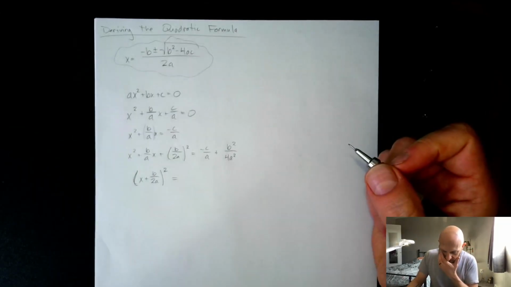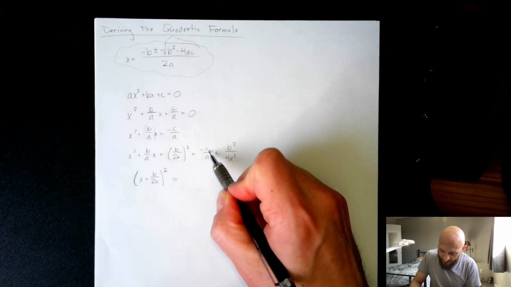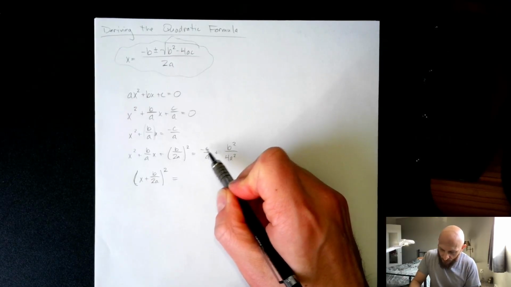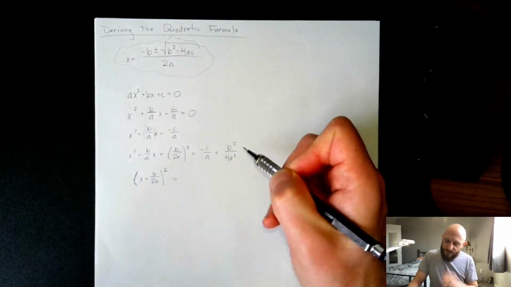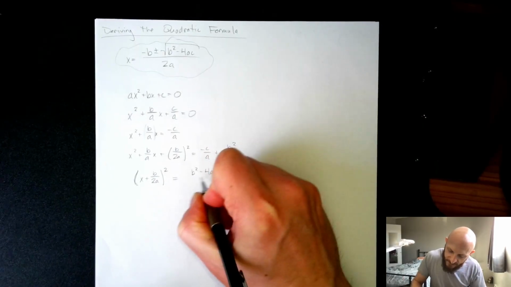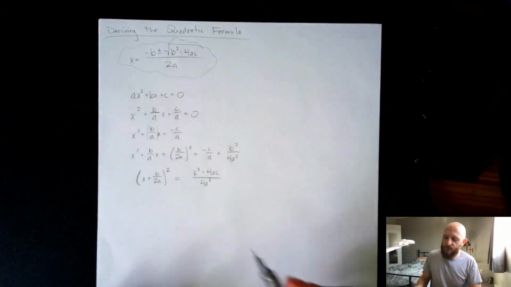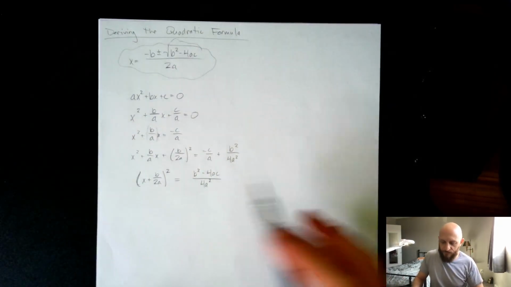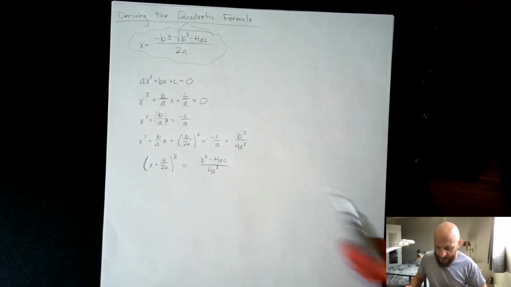And then on the right, let's see, I'll clean this up. I would need to multiply this piece by 4a on top and bottom, so the top would become negative 4ac. I'm going to write it as b squared minus 4ac, and then all of that is over 4a squared. So I just did a couple of steps in there. You might want to convince yourself that this is correct.